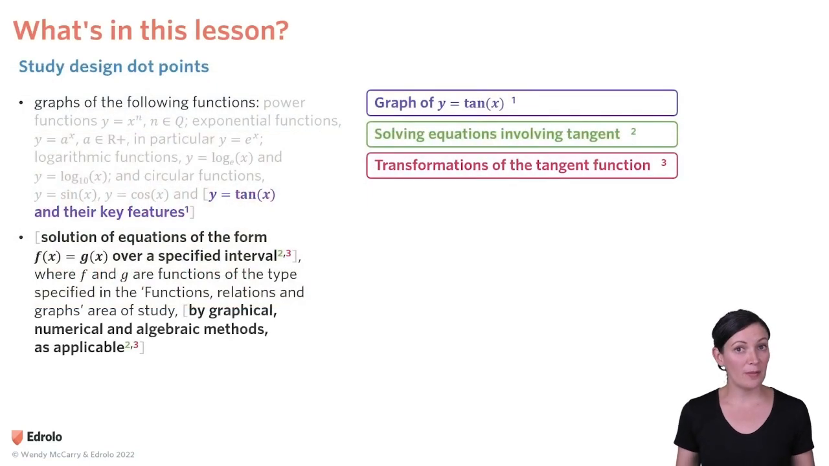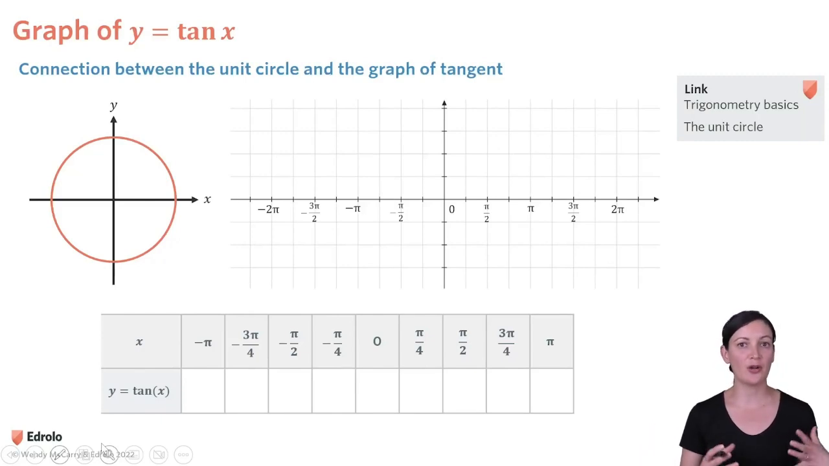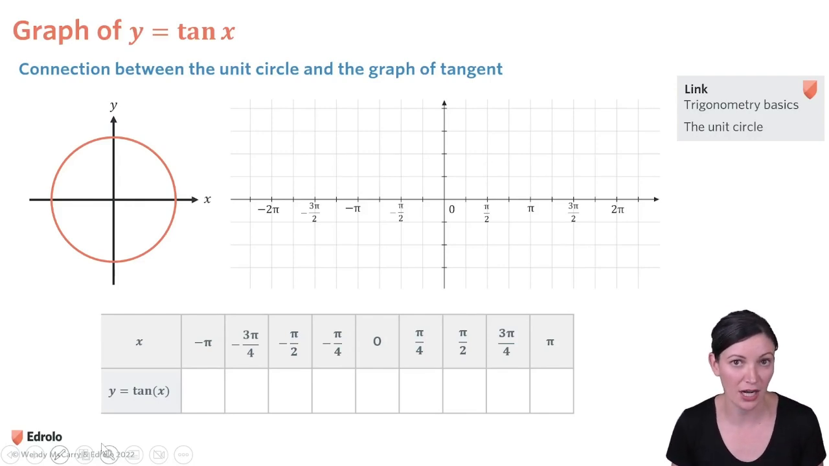So as I said, we're going to be looking at the tangent function. Specifically, we'll just look at the graph of y equals tan x. Then we'll look at solving some equations with tan, and then we're going to be looking at transformations of the tangent function. So to start with, we're going to go way back to our knowledge about the unit circle and some of our exact values so that we can see where the shape of the tangent function comes from.